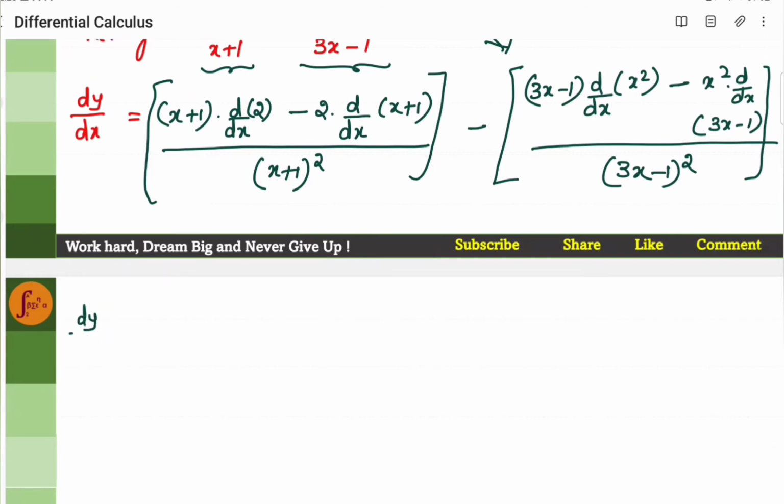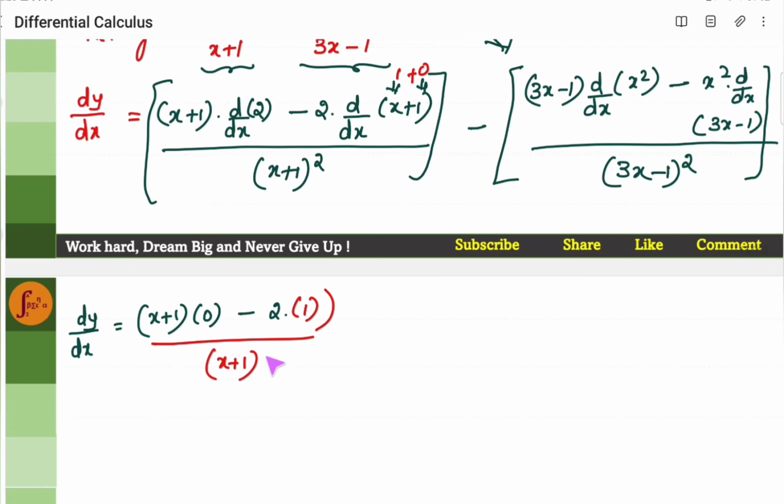So I'll get dy by dx is equal to x plus 1 into derivative of 2, it's a constant. It is 0. Derivative of 2 is 0. Right? Minus 2 into derivative of x plus 1. Derivative of x is 1. Derivative of 1 is 0. So 1 plus 0 is 1. So I'll get 1 by x plus 1 the whole square.